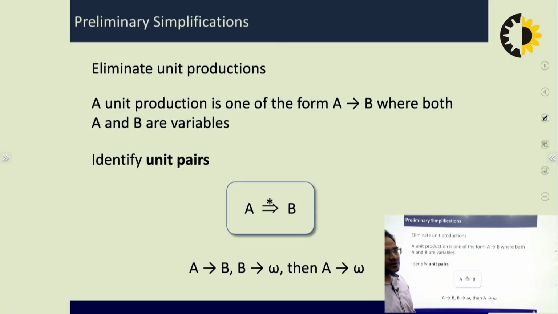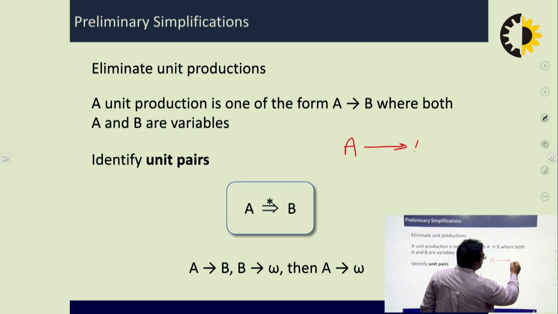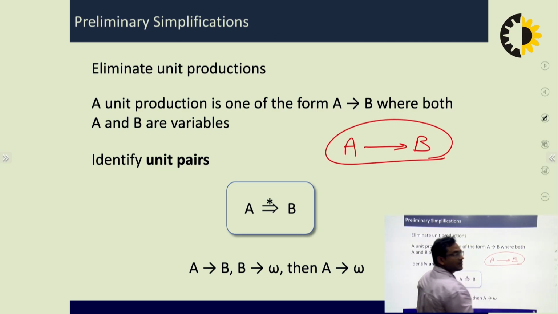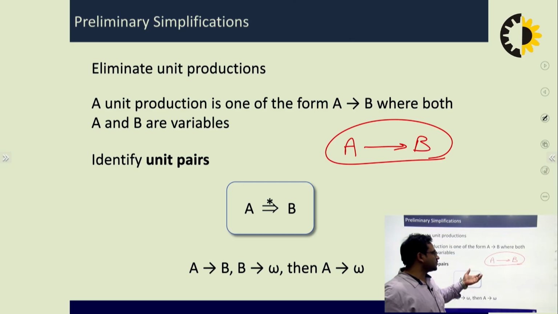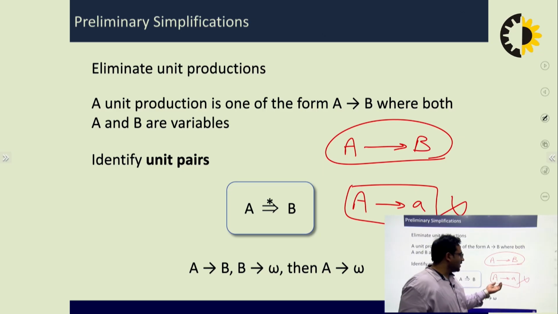Next, eliminate unit production. What is unit production? Unit production simply says that a single non-terminal is pointing to a single non-terminal. This kind of production is called a unit production, right? Sometimes students get confused, but a single non-terminal giving a single terminal value is not a unit production, because that is a terminal value giving the output. But a single non-terminal giving a single non-terminal is a unit production. How can you remove it?